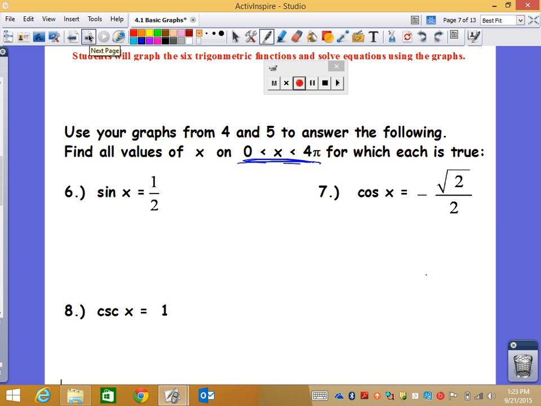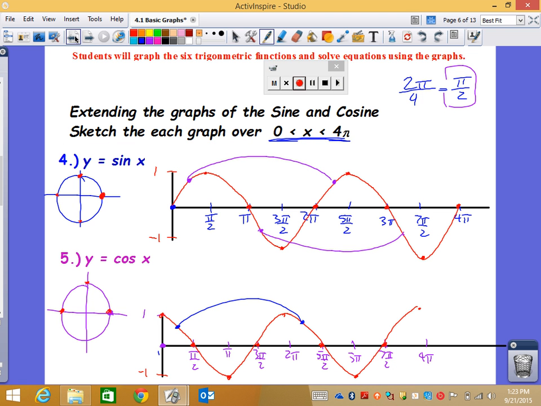So we want to find where sine of x is 1/2. Well, what we're going to do is go back to our graphs. And we're on the sine of x curve. And I'm going to draw out 1/2. And I'm going to make a horizontal line that intersects my sine of x curve. Notice my horizontal line crosses my sine of x curve 4 times.